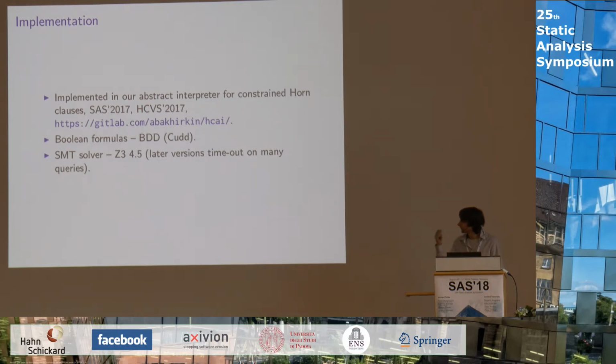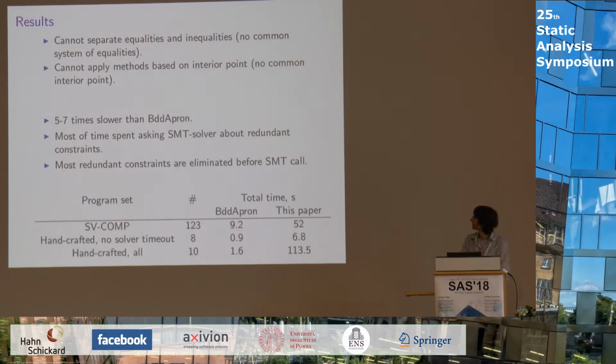So that tool already could use BDD Apron, and now it can use this abstract domain. To represent Boolean formulas, we use BDDs, in particular the CUDD package. As an SMT solver, we use Z3 4.5, because later versions unfortunately time out on many queries that we produce, although the formulas look quite benign. And 4.5 almost never times out.